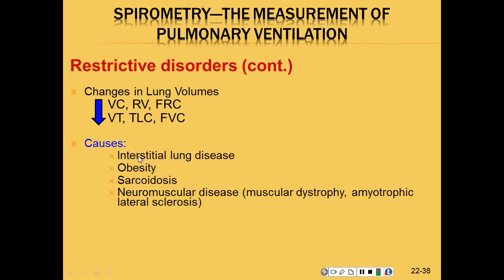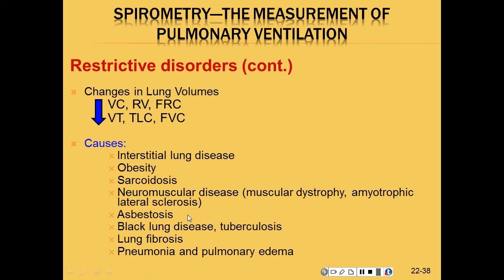What causes it? You have an interstitial lung disease. You have obesity, sarcoidosis, neuromuscular disease such as muscular dystrophy, amyotrophic lateral sclerosis. These various things can cause a decrease in the values, which are restrictive disorders. Oh, asbestos, lung fibrosis, black lung disease, TB, pneumonia, and pulmonary edema.